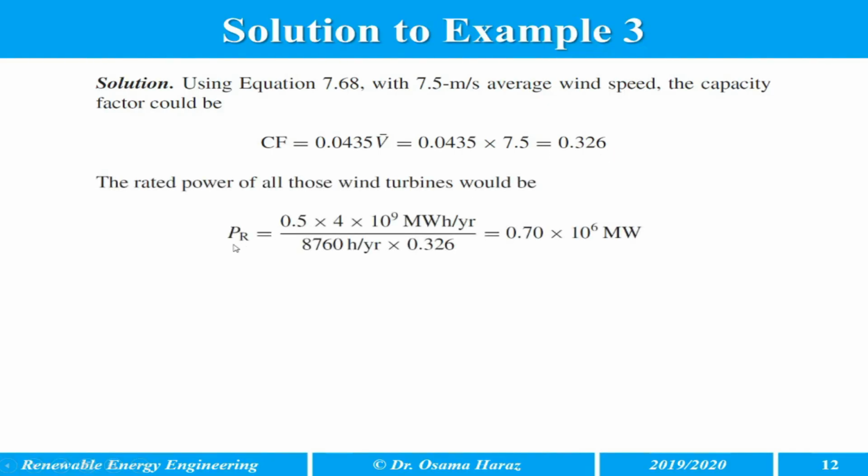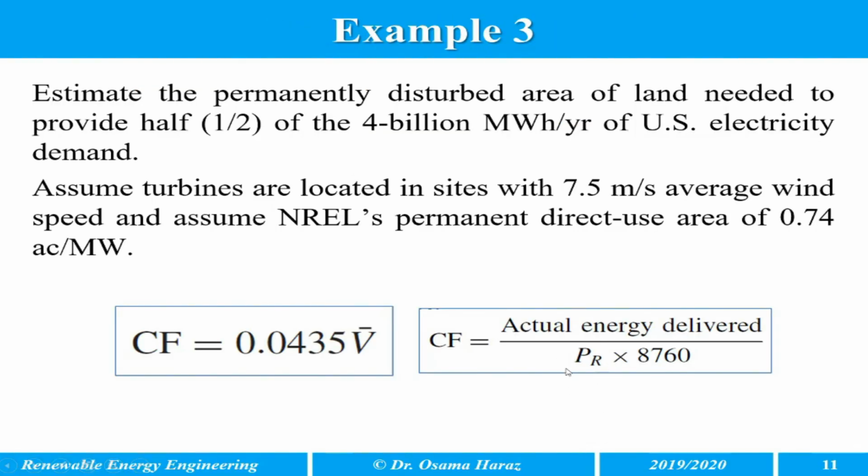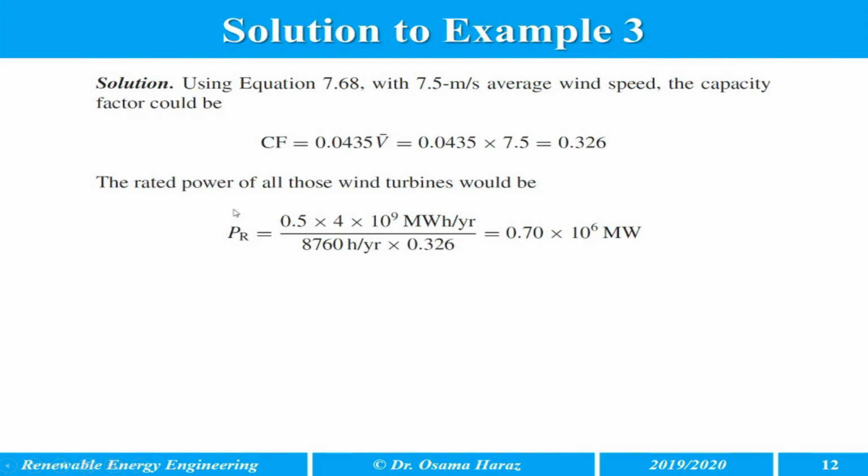Once we know CF, we can calculate the rated power. Here, the unknown is the rated power because the total energy delivered is given, half of 4 billion. So we need to calculate the rated power. PR is half of 4 billion divided by 8,760 times CF, which is 0.326. You get 0.7 times 10 to the power 6 megawatts. So this is the amount of the rated power.